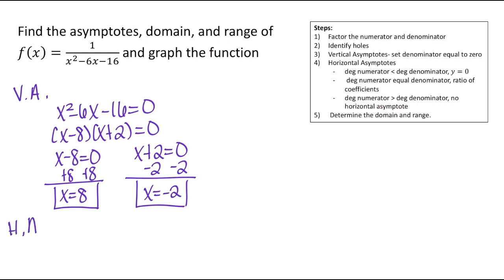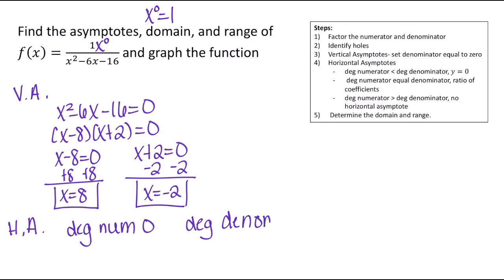Now let's figure out the horizontal asymptote. We need to know the degree of the numerator. Well, there's no x in the numerator. Remember, if there's no x, that's like x to the 0, and x to the 0 equals 1. So the degree of the numerator is 0 because there's no x there, and the degree of the denominator is actually 2. So the degree of the numerator is less than the degree of the denominator, so it has a horizontal asymptote at y equals 0. That is our horizontal asymptote.